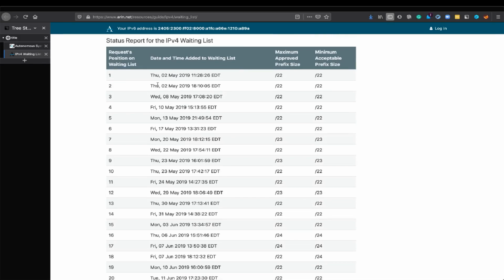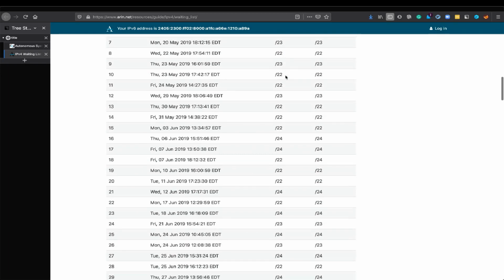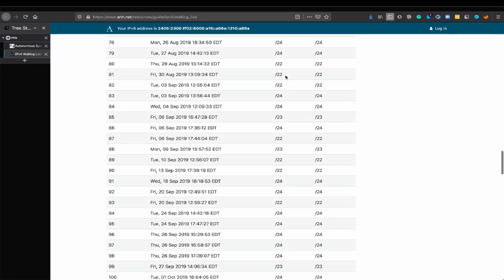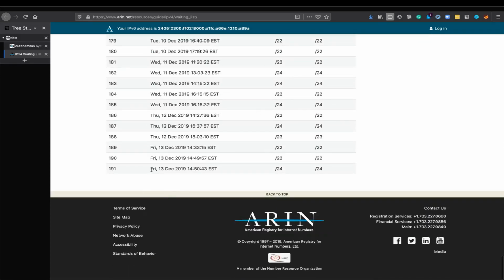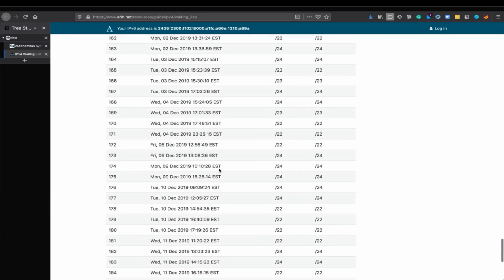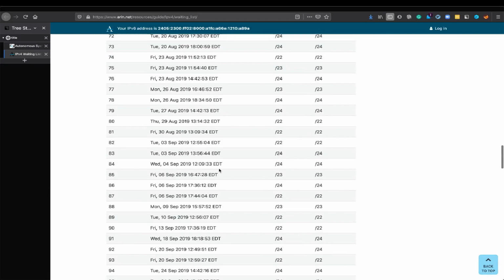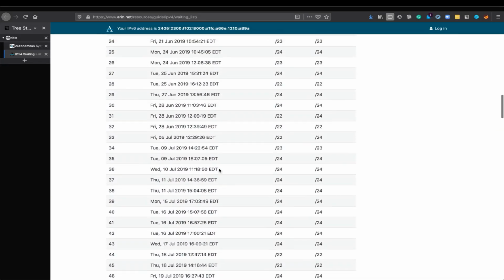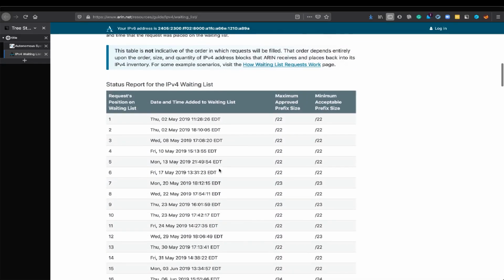Okay, so if you notice, there are people who are waiting in the queue from the 2nd of May. They have requested a /20 subnet, and if we go all the way down, we see requests till the 13th of December, which is like 2 days ago. So basically the wait time is approximately 6 to 7 months as of now, and it might keep increasing in the future.